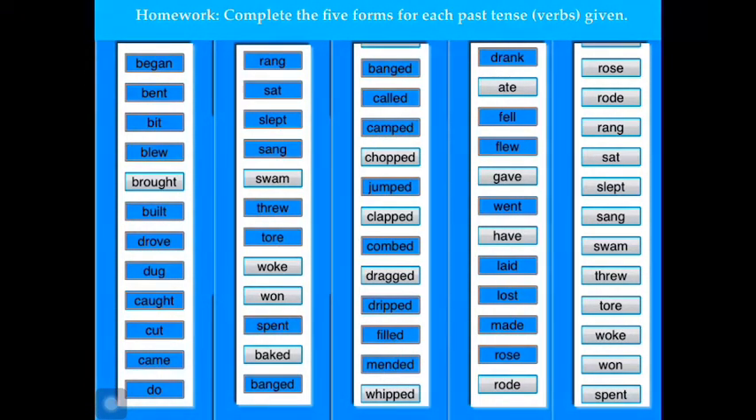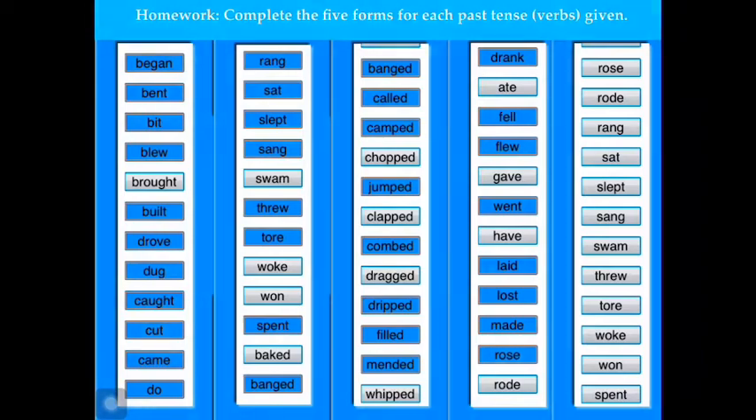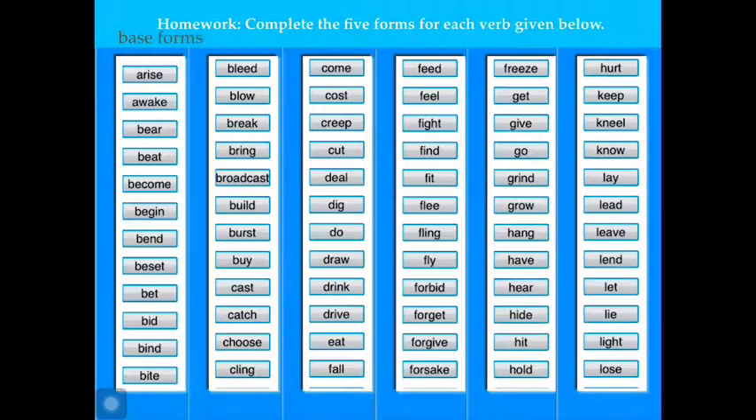Please feel free to pause the video and complete the homework. Now, 2 lists of verbs have been given. One is the base form, the other is the past tense form, and complete the 4 extra forms for each verb. And please write it down in your notebook. Please get an exercise book for our verb classes.